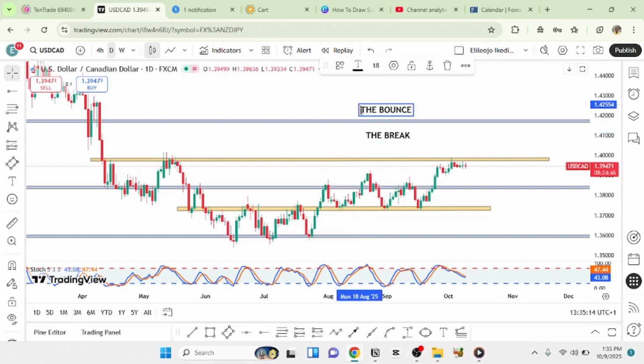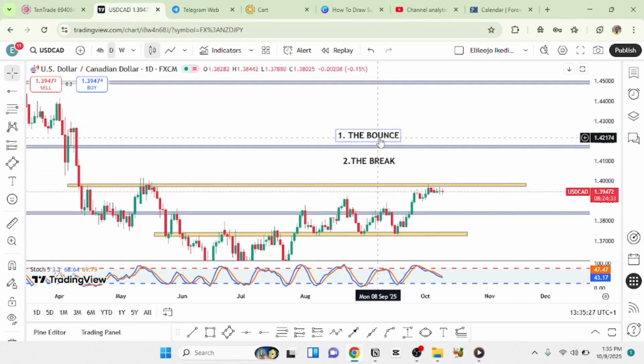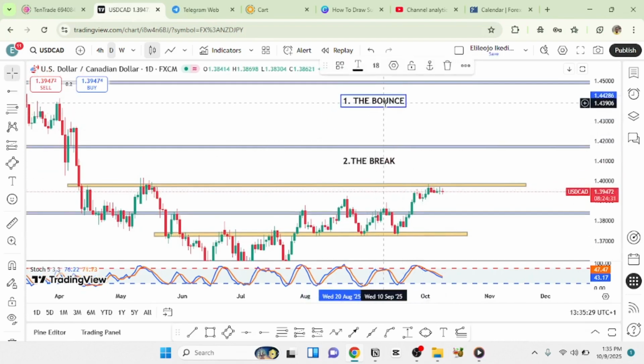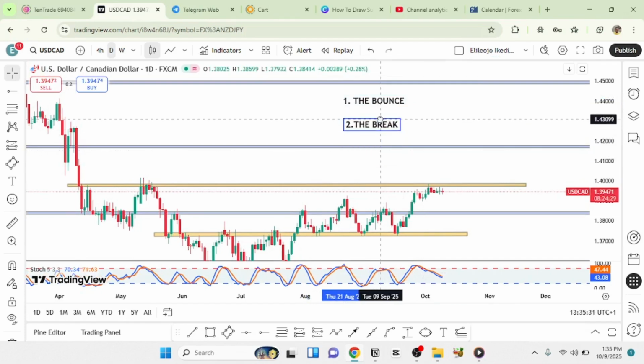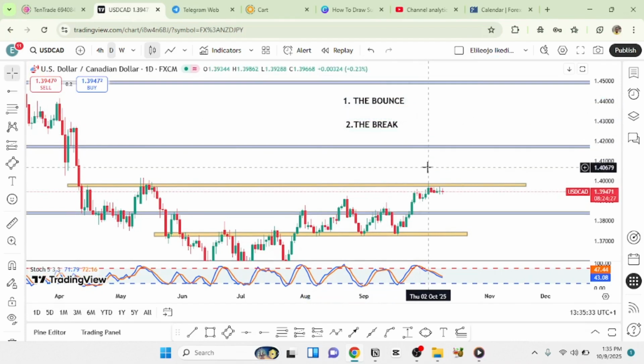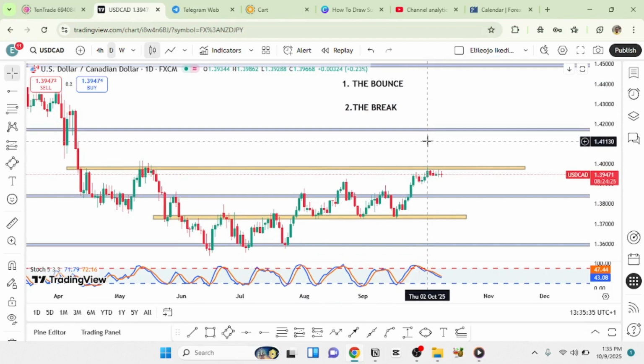I'm going to take my time to explain both of them in detail so you can have a better understanding of how to use both of them. Yes, so these are the two ways of trading support and resistance: the bounce and then the break. Let's take the first one, the bounce.